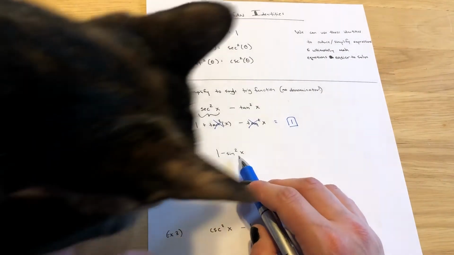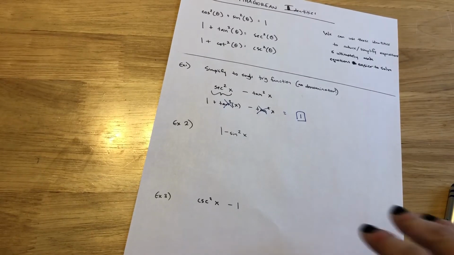1 minus sine squared of x. Widget really likes trig proofs as well. Come here, honey. Okay. Let's get that to refocus.